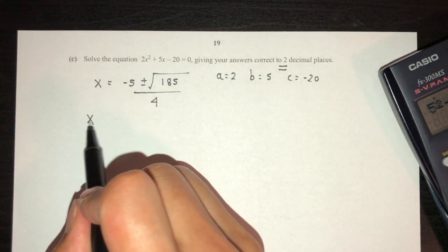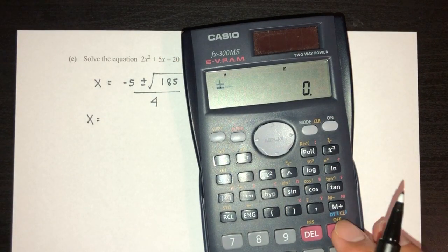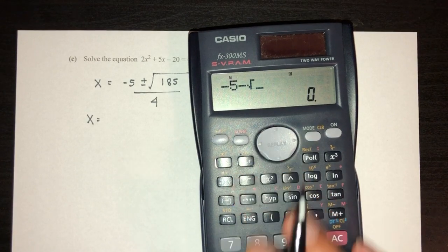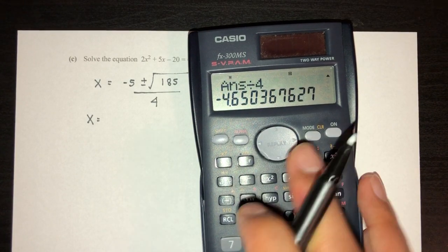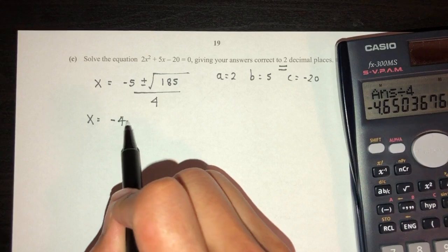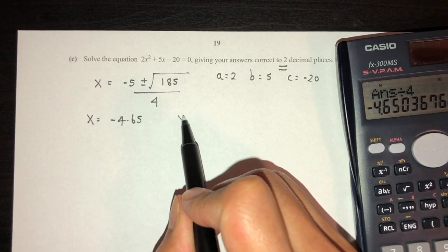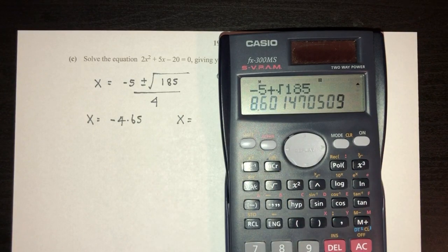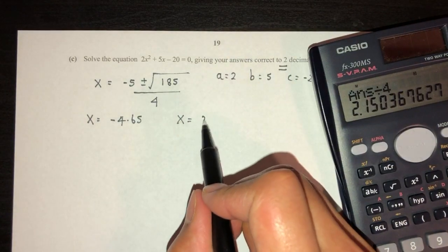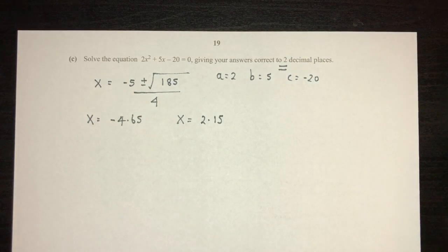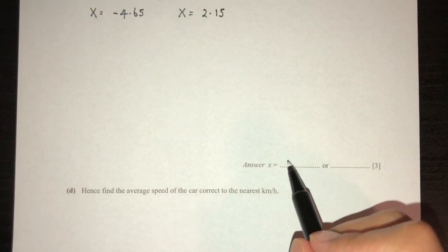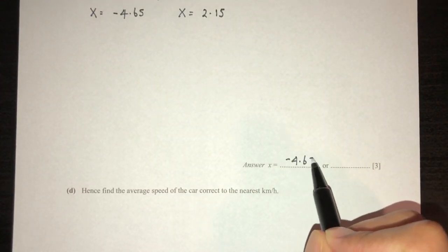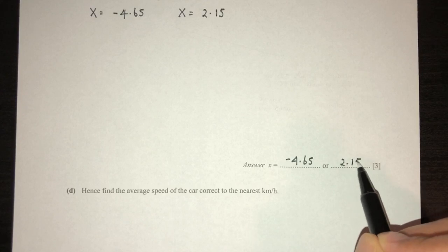Now x has to be, first value is minus 5 minus root of 185 divided by 4. That is minus 4.65, correct to 2 decimal places. Next one, minus 5 plus root of 185 divided by 4. That is 2.15. Now write down your answers. First one is minus 4.65 or 2.15.